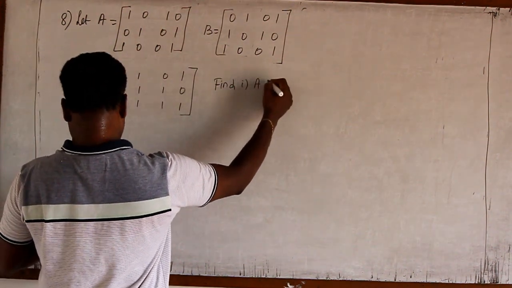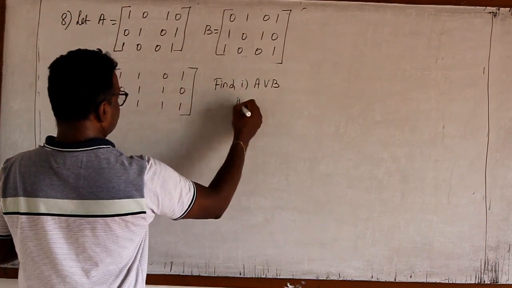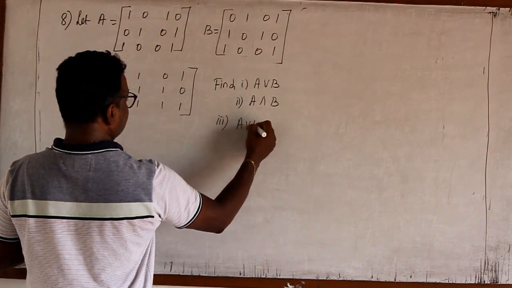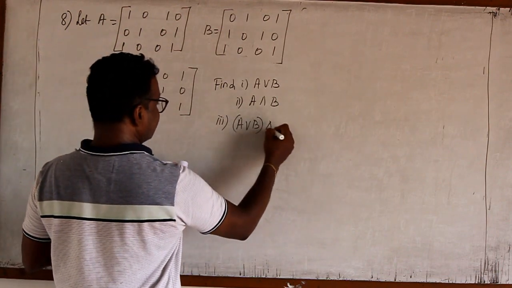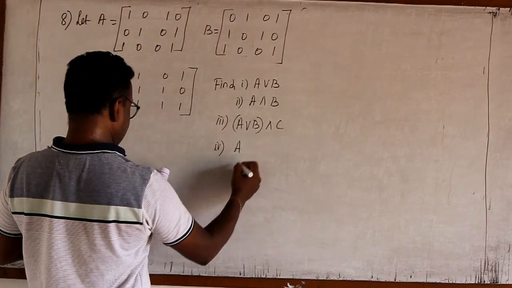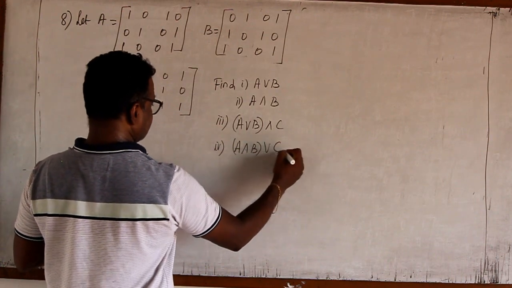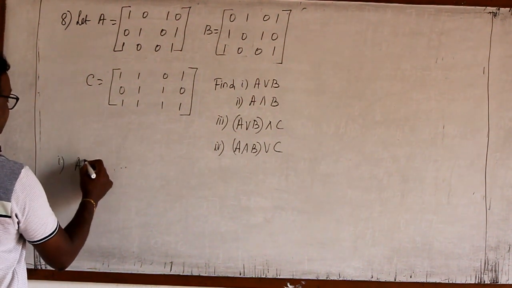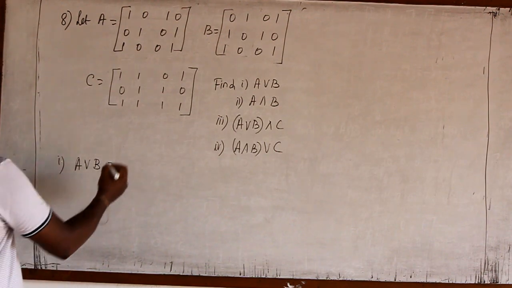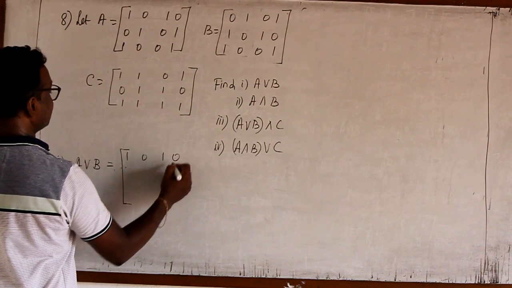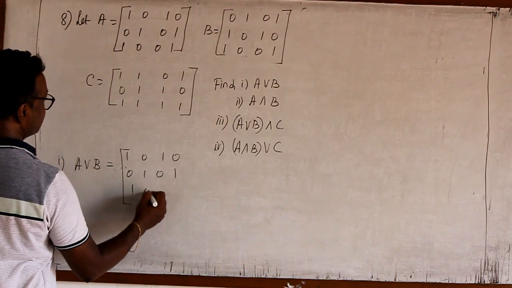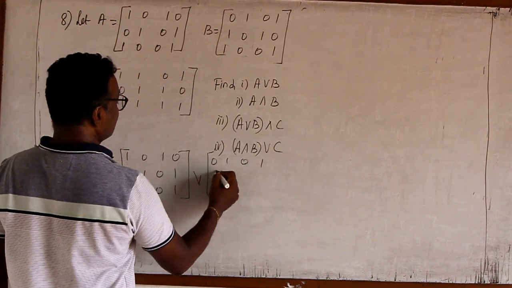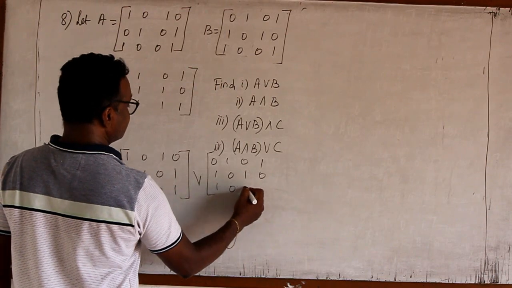Find, first, A disjunction B. Second, A conjunction B. Third one, A disjunction B, conjunction C. Fourth one, A conjunction B, disjunction C. First one, A disjunction B. That is 1 0 1 0 0 1 0 1 1 0 0 1 and 0 1 0 1 1 0 1 0 1 0 0 1.